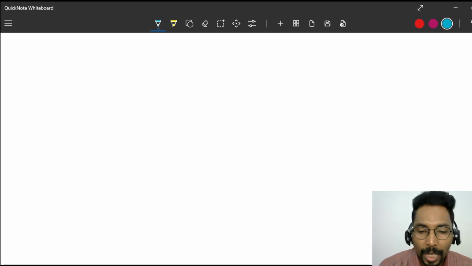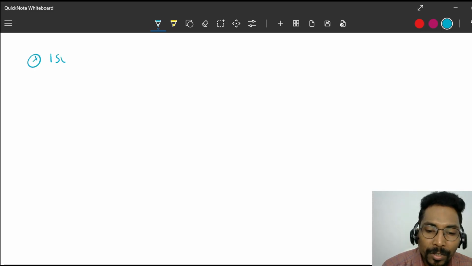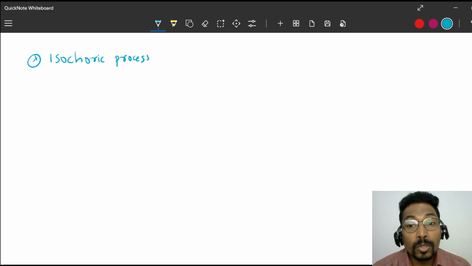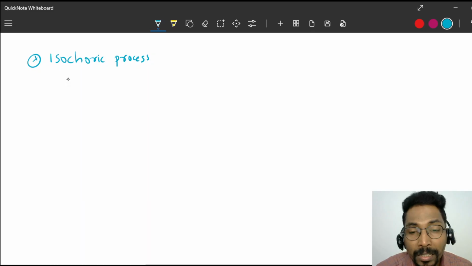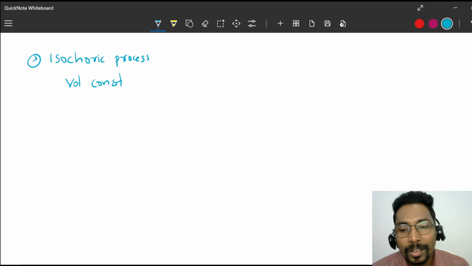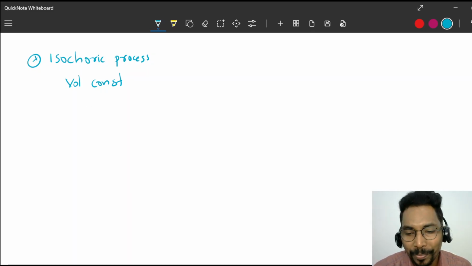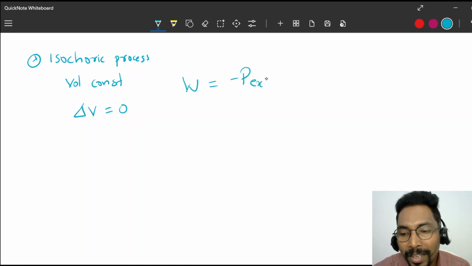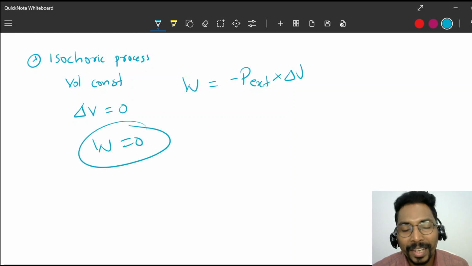Work done will be zero in the isochoric process. Isochoric process means a thermodynamic process in which volume remains constant. Volume remains constant means there is no change in volume, or you can say delta V is equal to 0. If delta V is equal to 0, definitely work done will be 0, because our formula is work done is equal to minus P external into delta V. So work done will be 0 in an isochoric process.